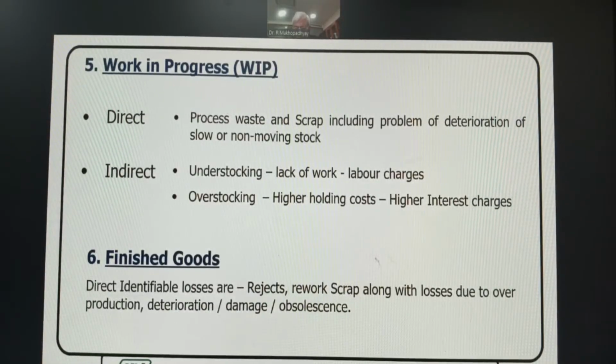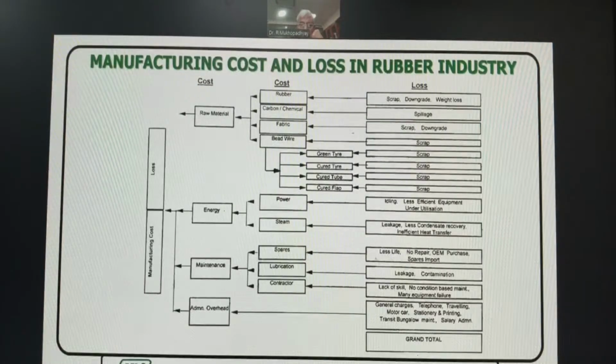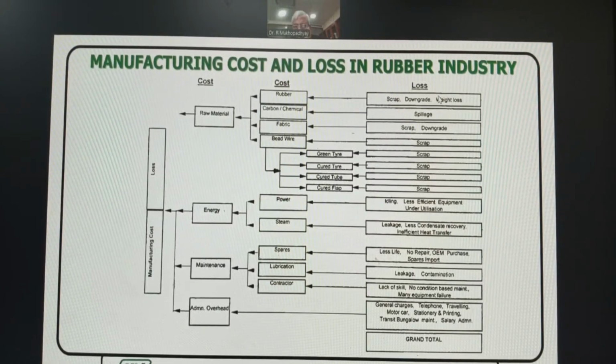The process waste or the scrap problem, deterioration, indirect understocking, overstocking in the finished good. Now, if you look at that, this is a very important slide. Where are we losing in the factory? First and foremost, what are the losses? First is the raw material you get: rubber, carbon black, or the fabric and the bead wire. And the losses are the scrap, downgrade, all those. These are the losses. This is called 16 losses in the tire industry.